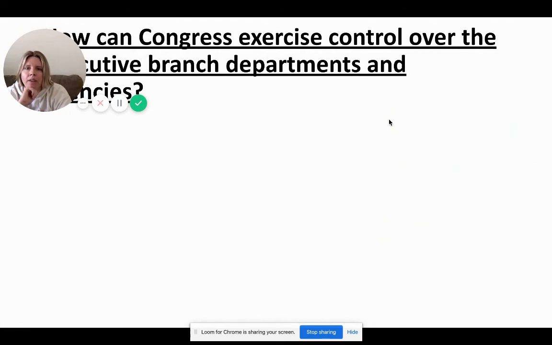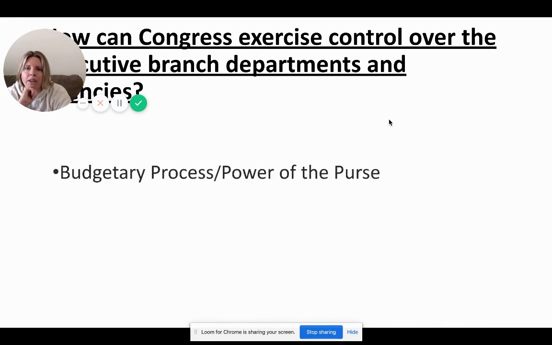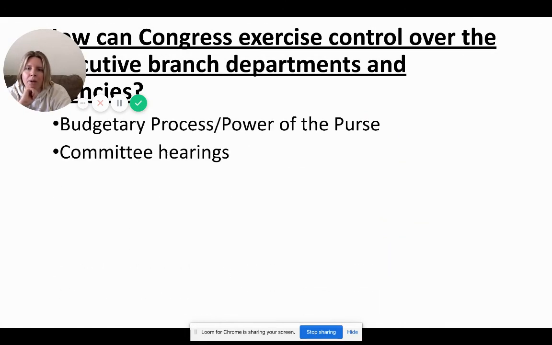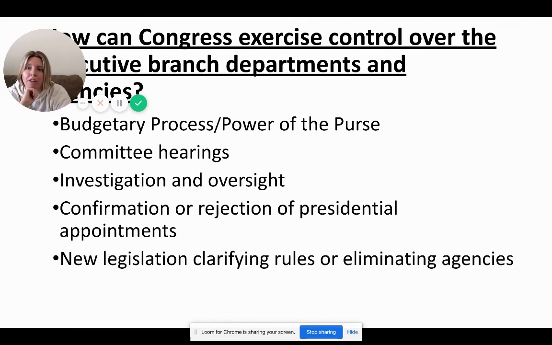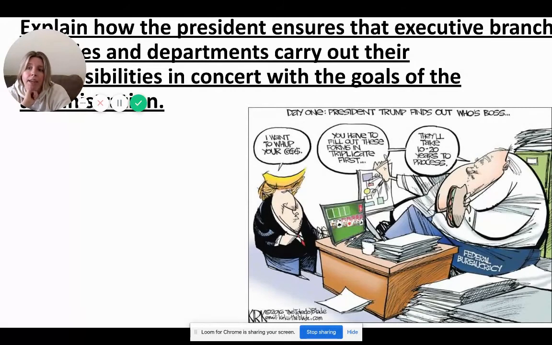Okay, how can Congress exercise control over the executive branch and departments? They do have, again, the power of the purse, the committee hearings, oversight. They can confirm or reject people that he appoints. And it can write new legislation clarifying rules, or they could even eliminate entire agencies if they wanted to. If they were like, the CDC is actually bad for this and we don't want them.